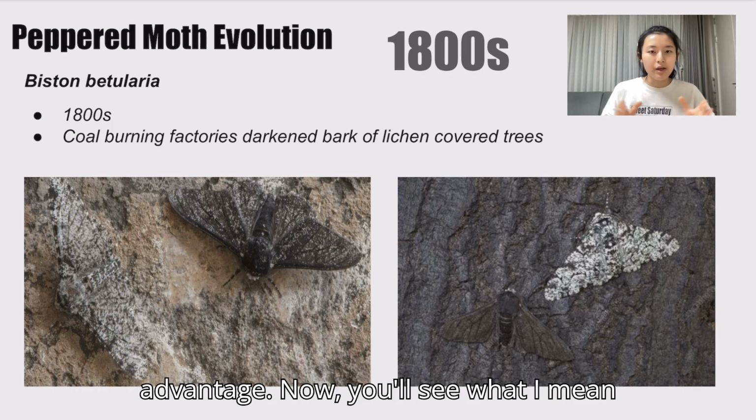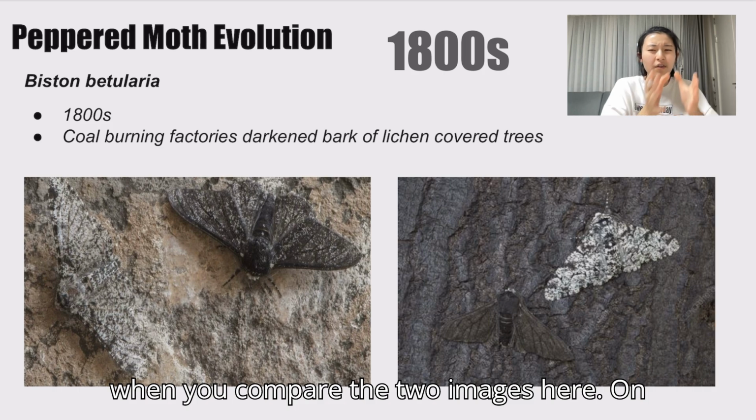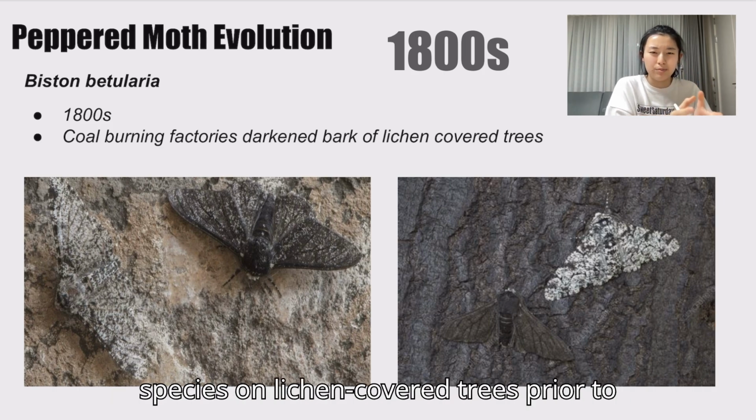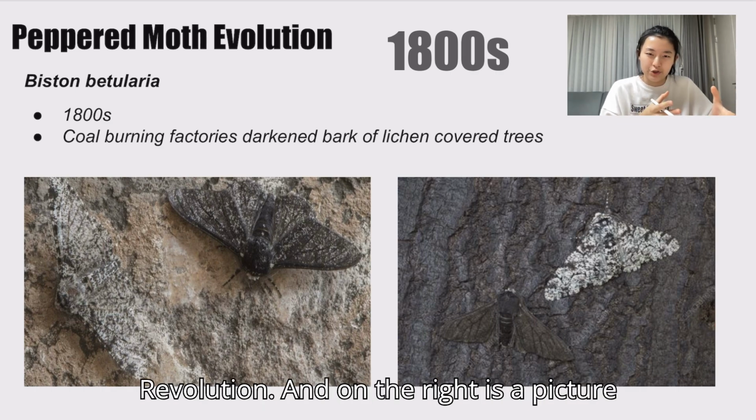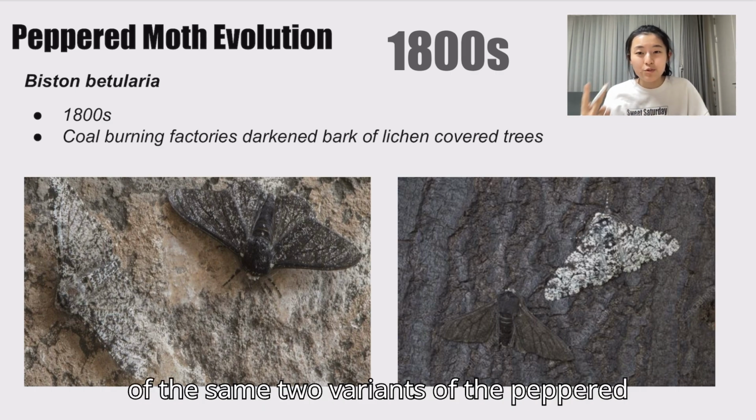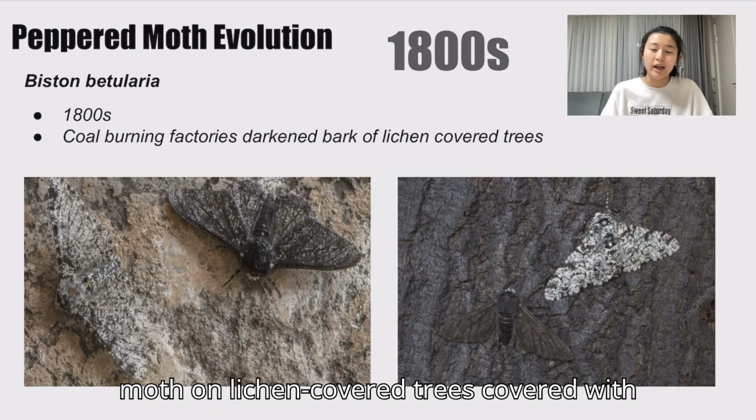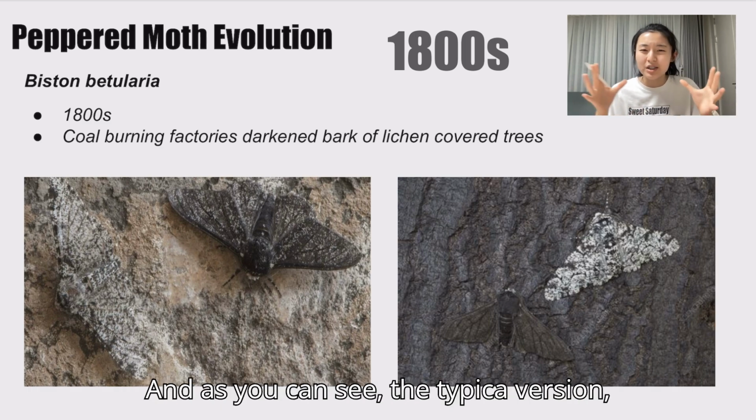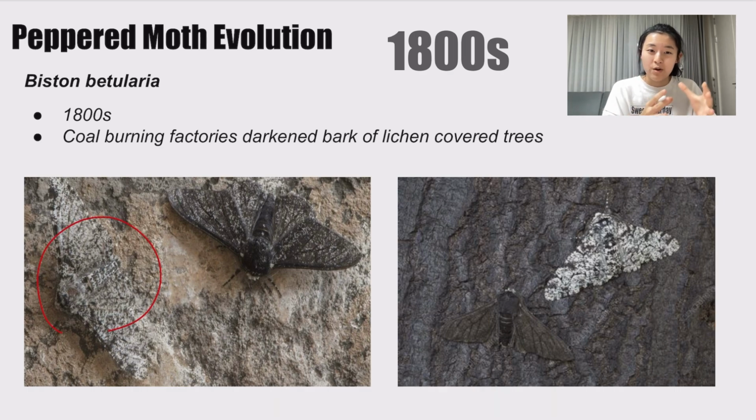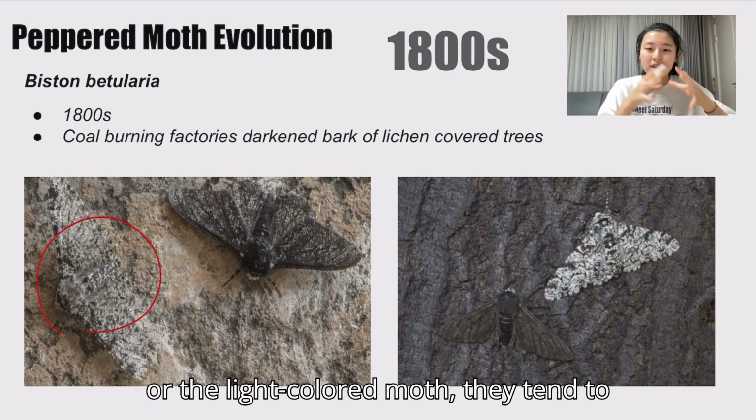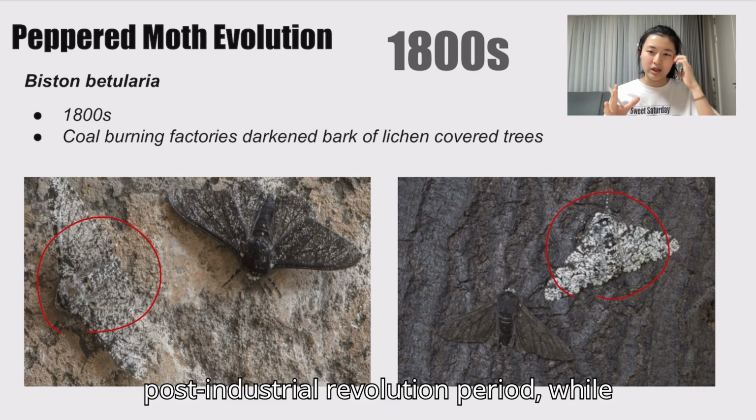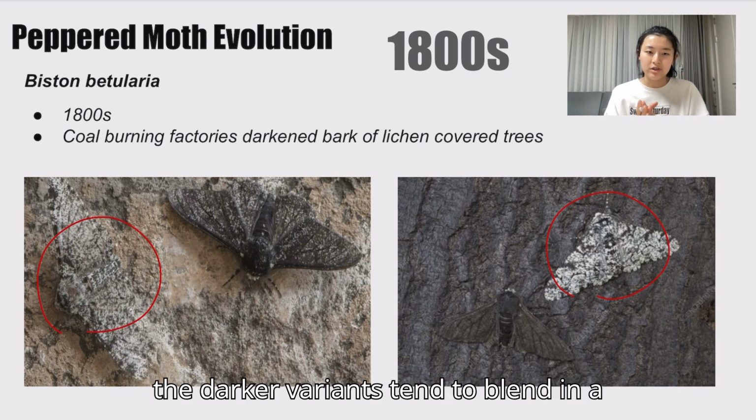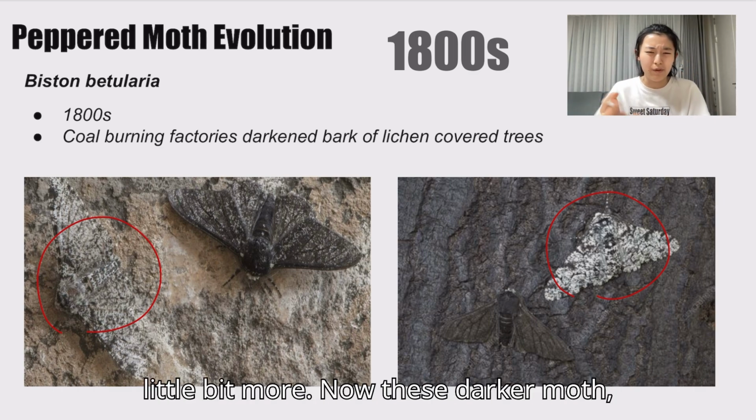Now, you'll see what I mean when you compare the two images here. On the left is a photo of the peppered moth species on lichen-covered trees prior to the coal production of the Industrial Revolution. And on the right is a picture of the same two variants of the peppered moth on lichen-covered trees covered with soot during the Industrial Revolution. And as you can see, the typical version, or the light-colored moth, tends to stand out significantly more in the post-Industrial Revolution period, while the darker variants tend to blend in a little bit more.